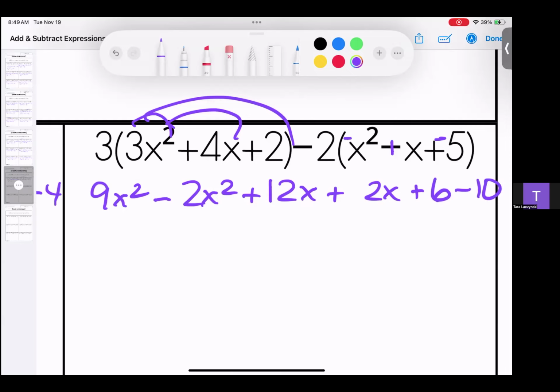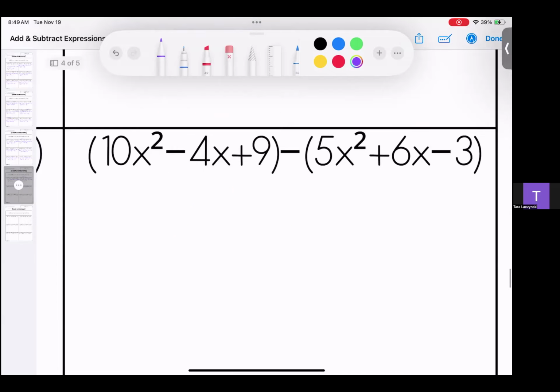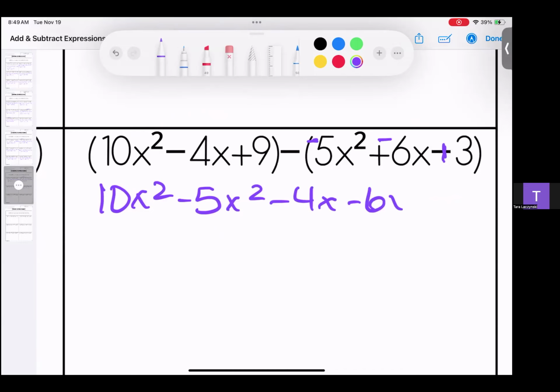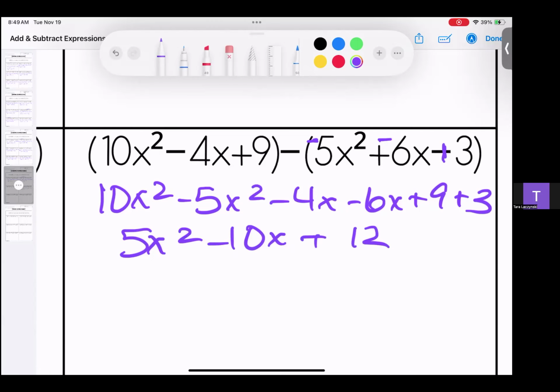Let's just double check. 9x squared, 12x, and 6. Negative 2x squared, 2x, and negative 10. Okay, good. So we have 7x squared plus 14x minus 4. Coming down here, only thing to share out is the sign. So we have 10x squared minus 5x squared minus 4x minus 6x plus 9 plus 3. 5x squared minus 10x plus 12.